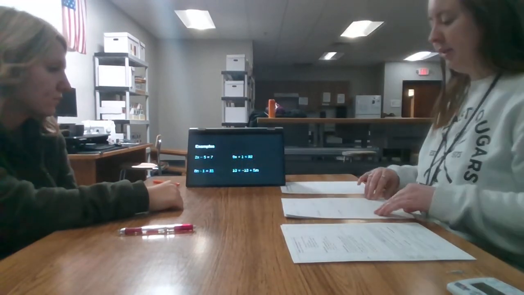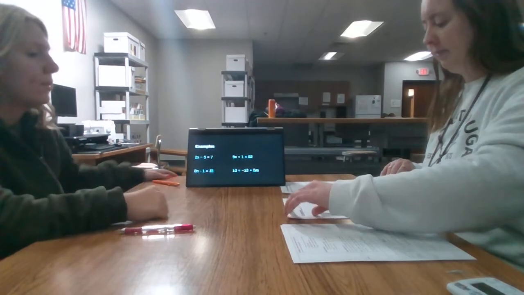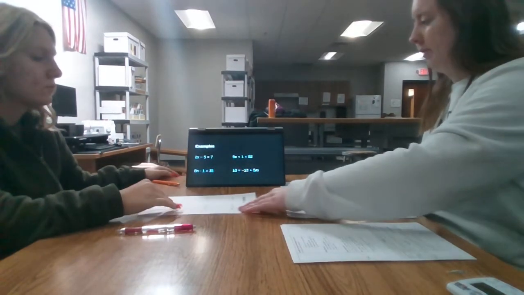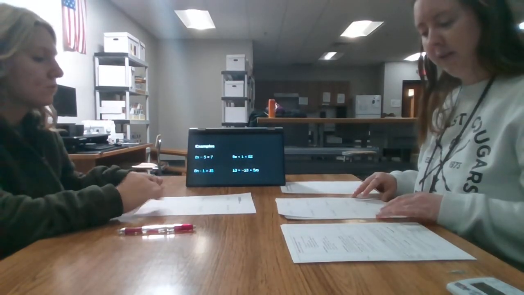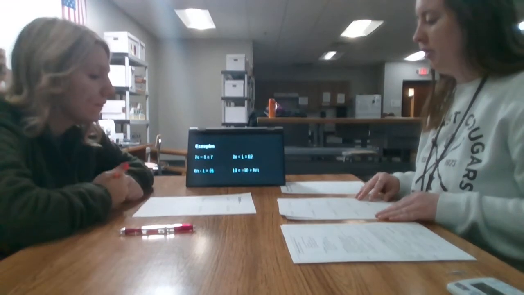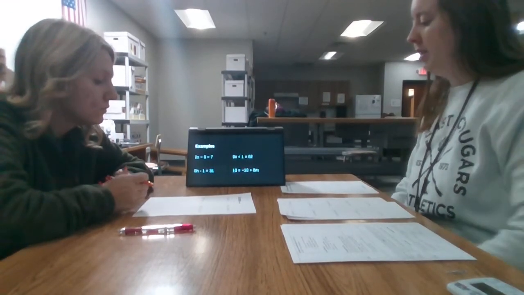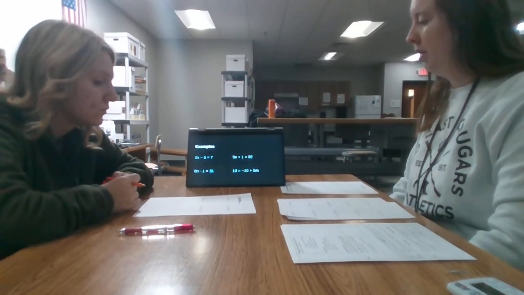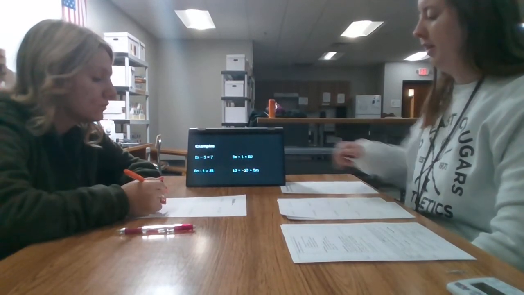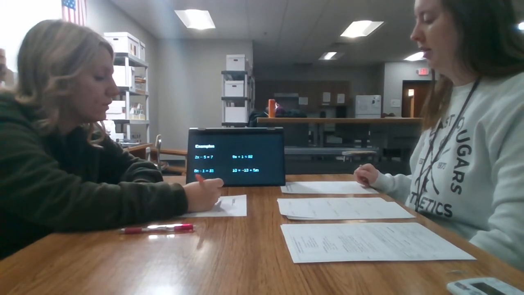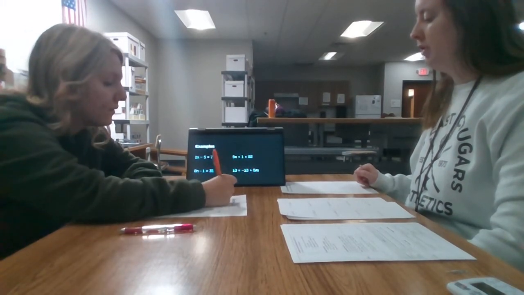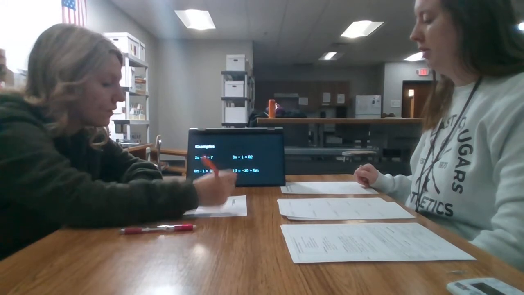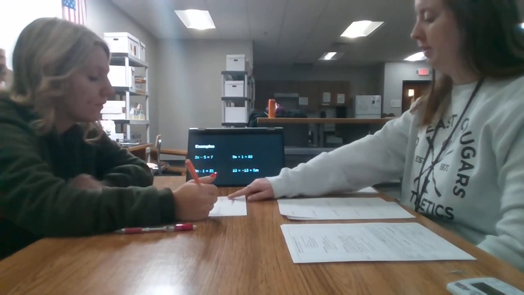So together we're going to look at some examples. And so what I want you to do is circle the number next to the variable on number 1, this first one in the corner here. Would it be the 2x? Yep, the 2. So just circle the 2. So that is our number next to the variable.